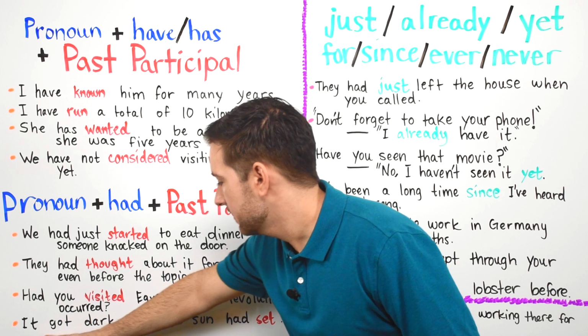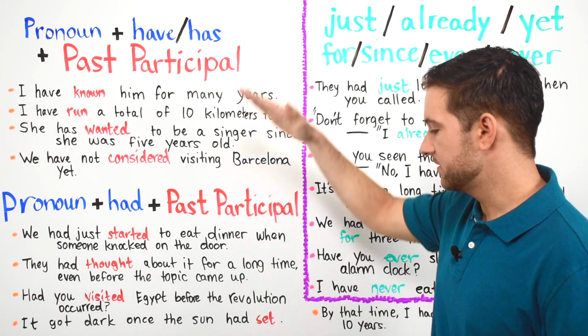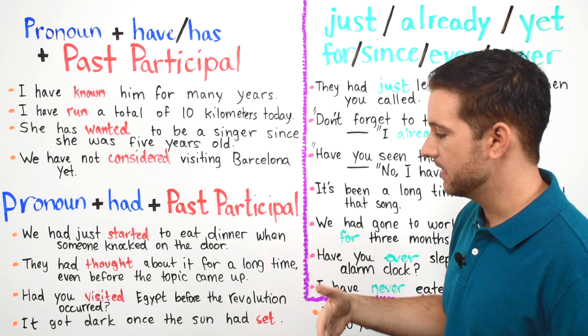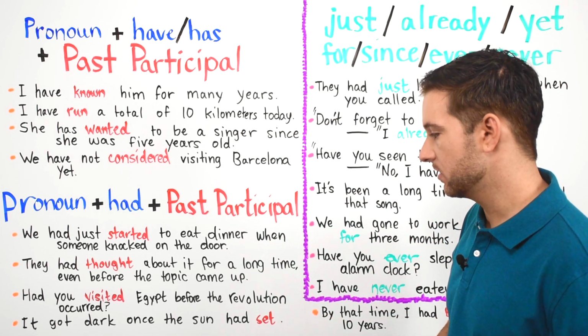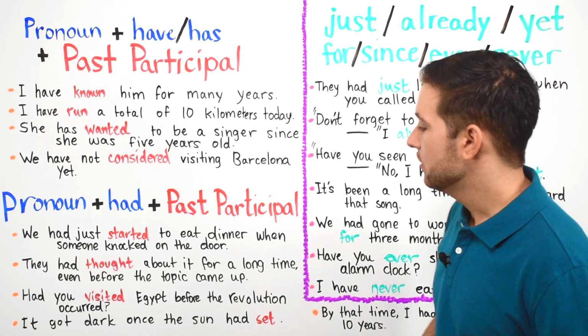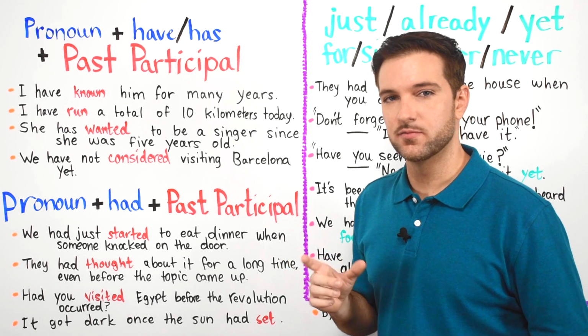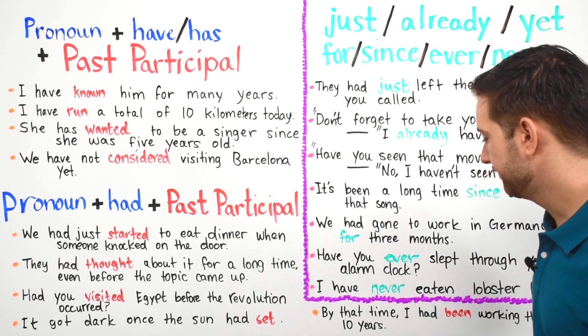Next we have, it got dark once the sun had set. Okay, so the sun had set, it went down, and then it got dark. Okay, it got dark once the sun had set. Keep practicing these ones because sometimes these are a little hard for people who are learning English.